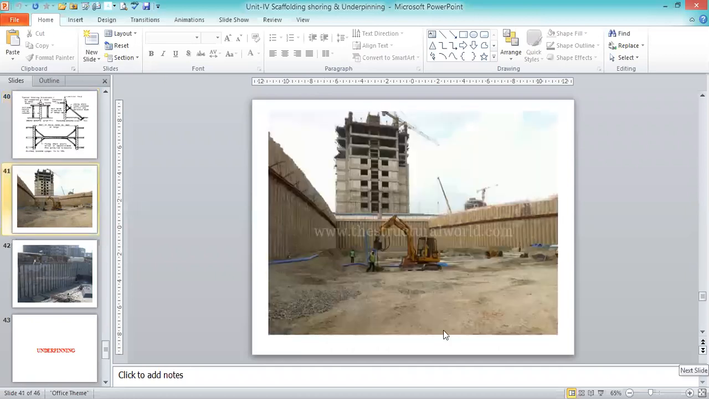Here we can see the foundation. You are going for deeper excavation, then you can see that on the sides we provide support so that the soil does not slide down. Then the foundation work is carried out. This is one type of shoring provided for foundations.